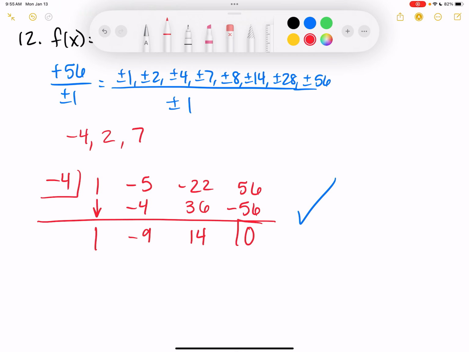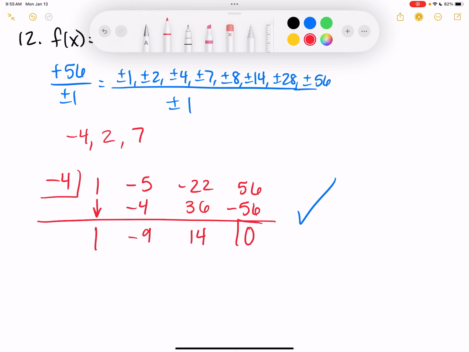All right, now let me explain something. From here, I have found that this is a 0. I can just use 1, -9, and 14 to continue on if I want to, or I can use these same initial numbers.